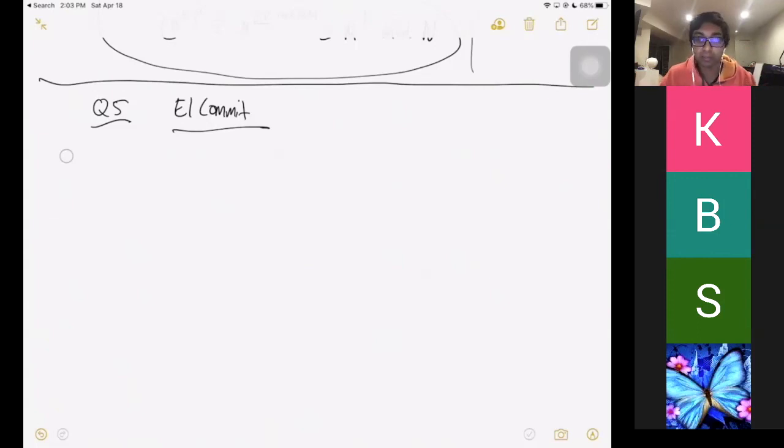So we're going to talk about a specific commitment scheme called L commit, which is very similar to ElGamal, and we're going to talk about how it has the properties like binding and hiding. Cool. So here's the idea, right?